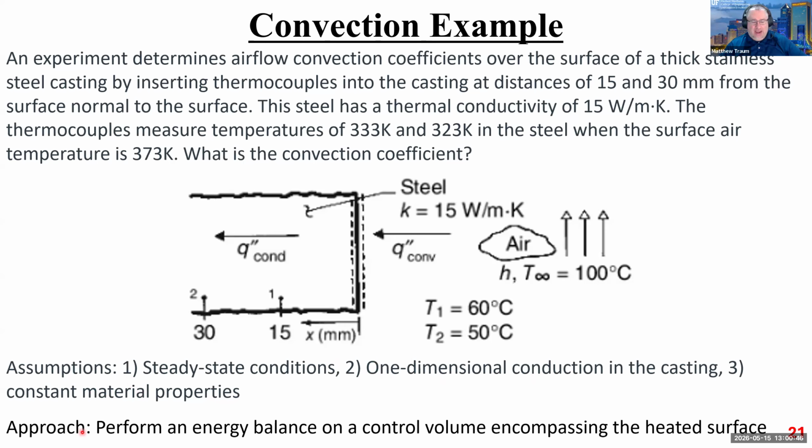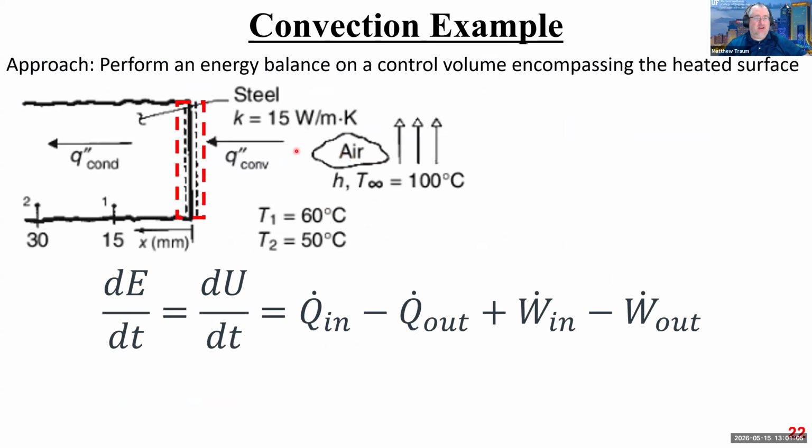The approach that I'm going to take is I'm going to perform an energy balance on the control volume, just like I described before, encompassing the heating surface. I'm going to set convection equal to conduction, and then I'm going to solve for the things that I don't know, which you'll find is just the convection coefficient. Okay, so here's me doing that.